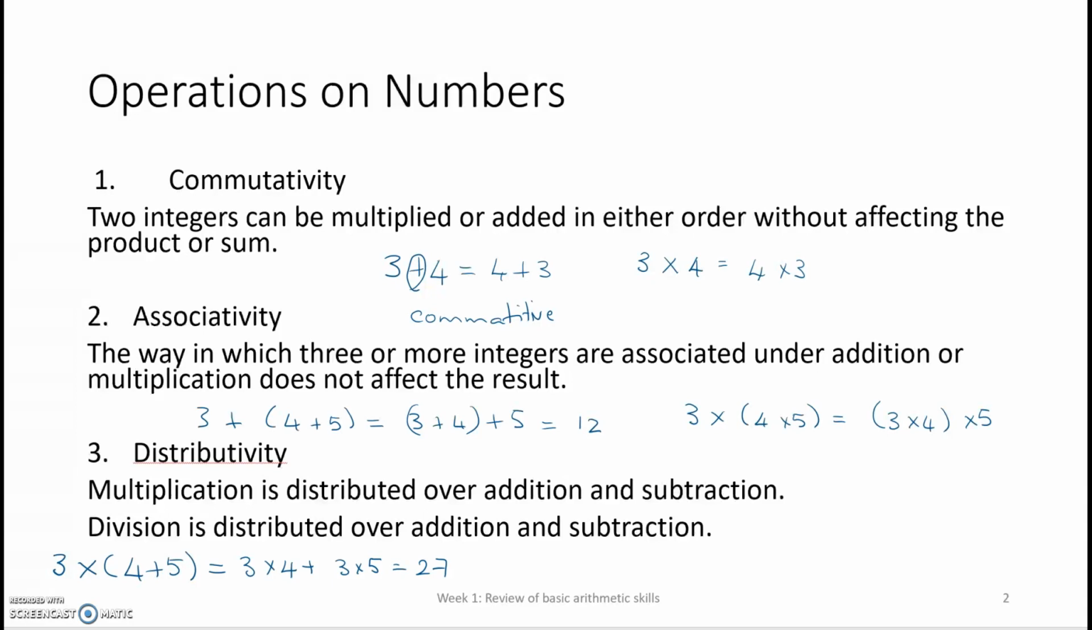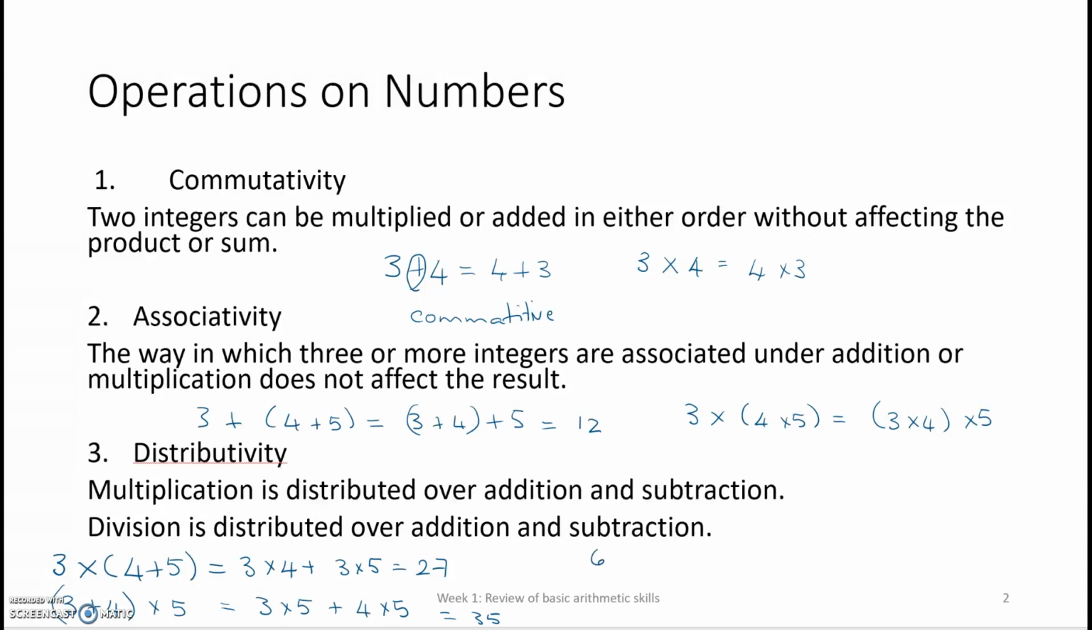If we did it slightly differently, if we went 3 plus 4, now it's a plus 4 times 5, what that is equal to is 3 times 5 plus 4 times 5, which is 35. Let's look at some division.